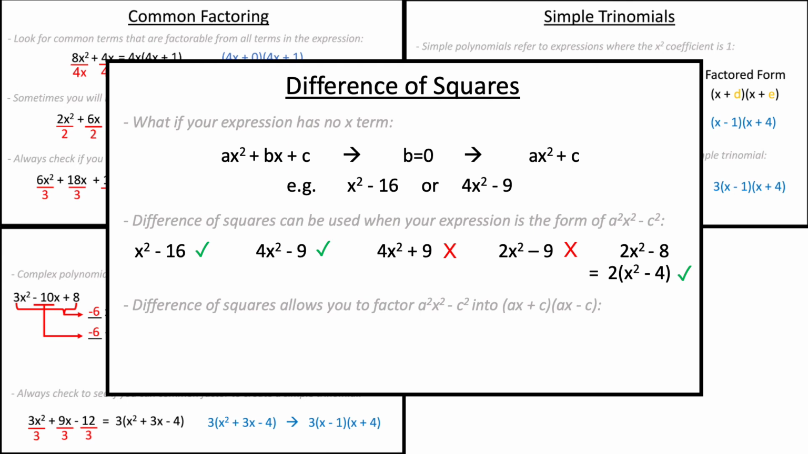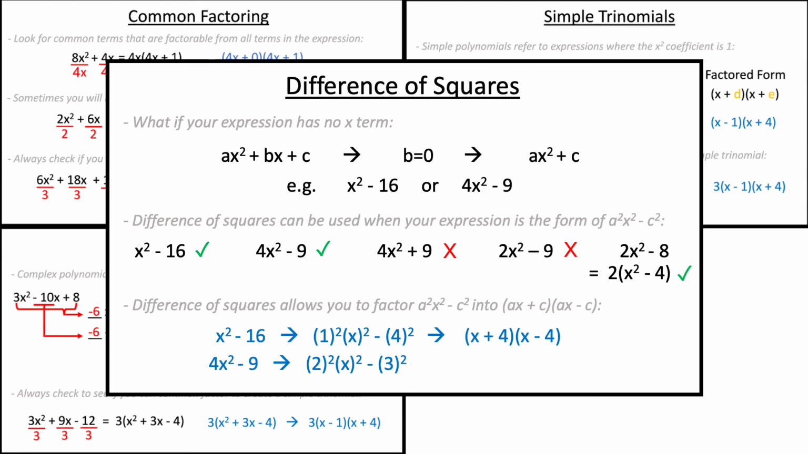So what do we do to do this type of factoring? Well, simply the formula written here: a squared x squared minus c squared becomes ax plus c times ax minus c. So, for example, x squared minus 16, you could write as 1 squared x squared minus 4 squared, so it does satisfy our conditions. And we can now just write that as x plus 4 and x minus 4. Something with a coefficient in front of the x squared, for example, can again be broken down in this situation as 2 squared x squared minus 3 squared.